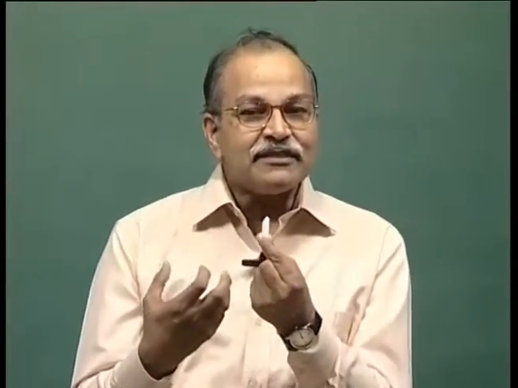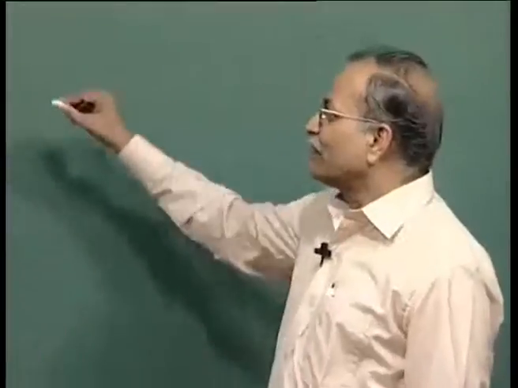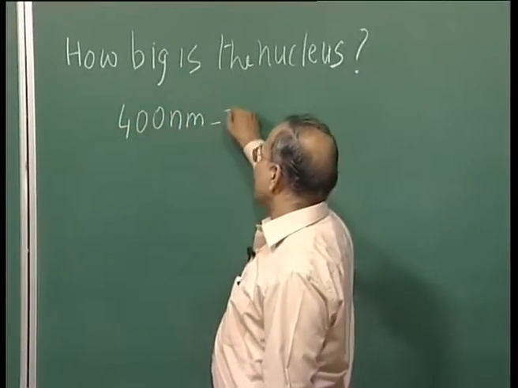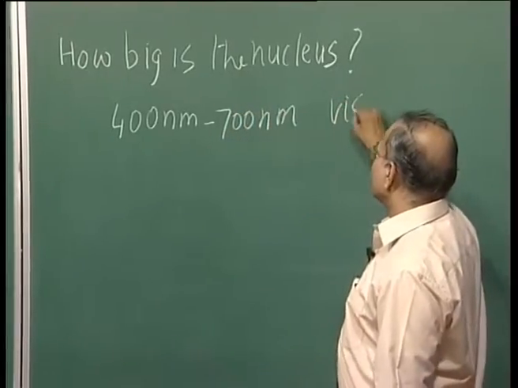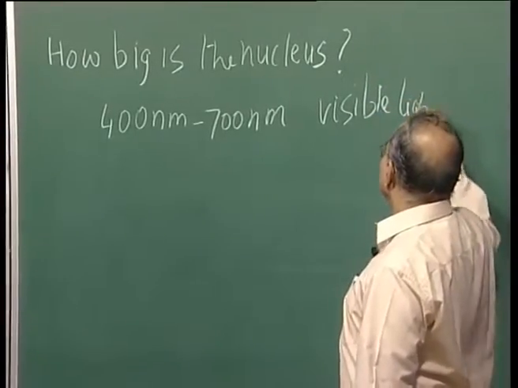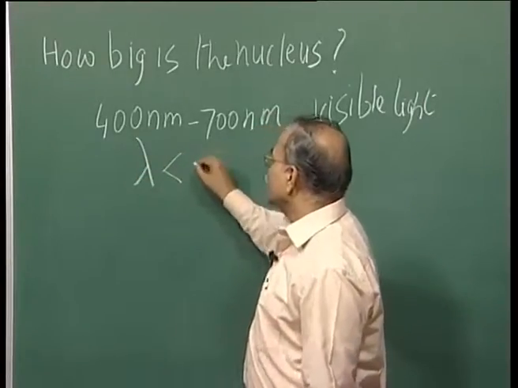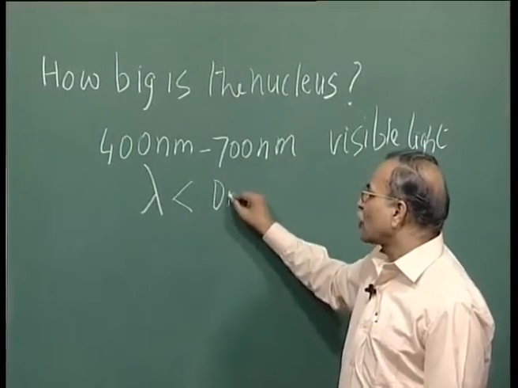So, what is the difference? Both are waves. The difference is in wavelengths. When we are using light, the wavelengths involved are something like 400 nanometer to 700 nanometer for visible light. And this wavelength of visible light is much smaller than the diameter of this chalk piece.